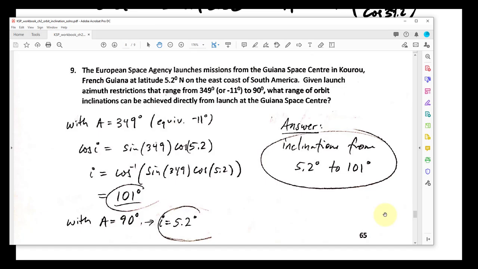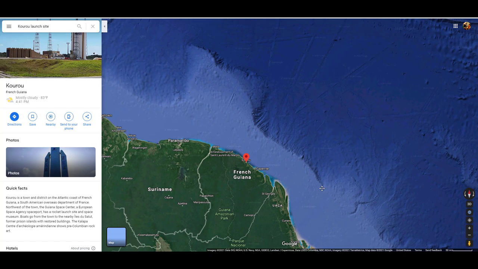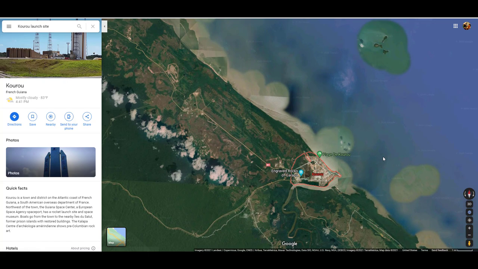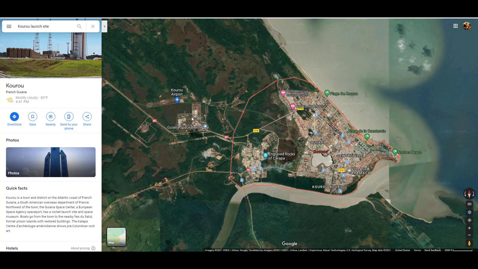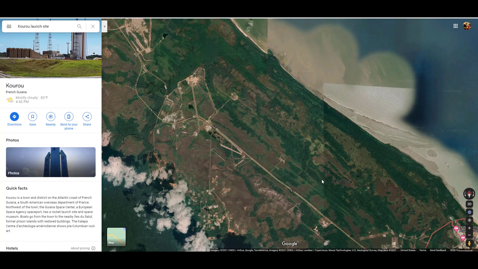Let's take a look at where that is. All right, so here's the Kourou launch site in French Guiana along the east coast of South America. Let's zoom in a little bit more. And here we see Guyana Space Center and an airport here. And this is not actually where the launches occur. Otherwise, going directly east would put you right over this city of Kourou. No, actually, the launches are from sites up here. Maybe you can make out these are launch pads.